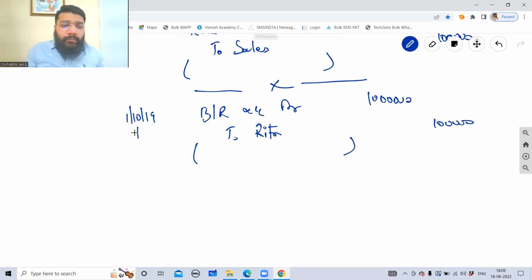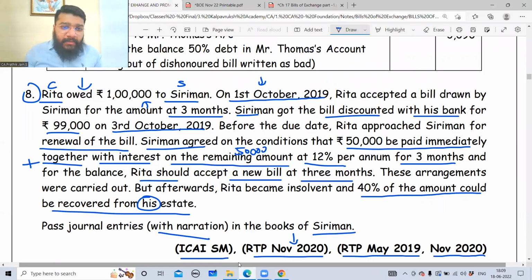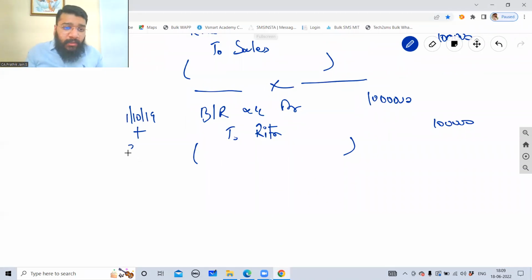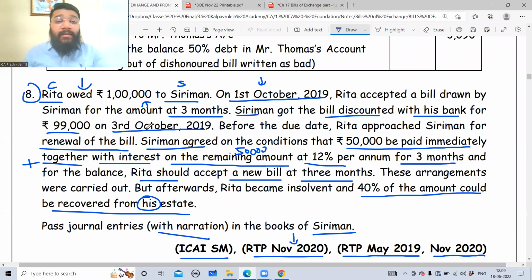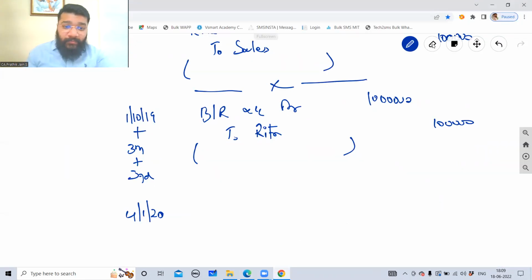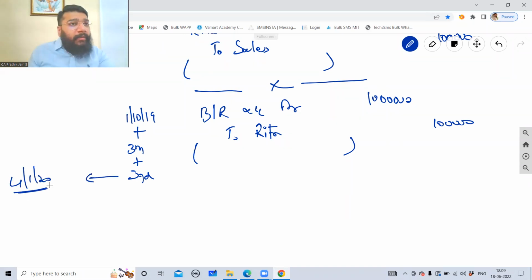Can you please tell me the maturity date for this bill, guys? The term period is 3 months. So 3 months plus 3 grace days. October, so November, December, January. So 1st Jan plus 3 grace days is 4th Jan 2020. Is that the due date? No. Before that, what happened? Before the due date, the bill got discounted. So 4/1/2020 is correct, but we'll keep it aside here.